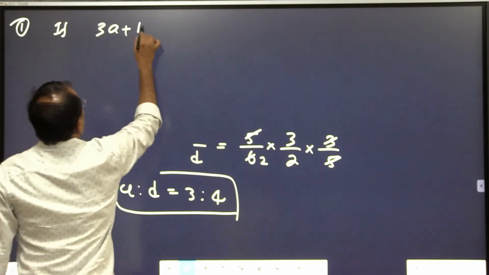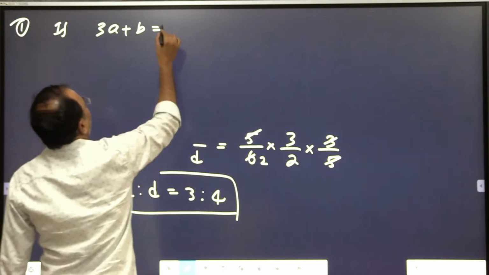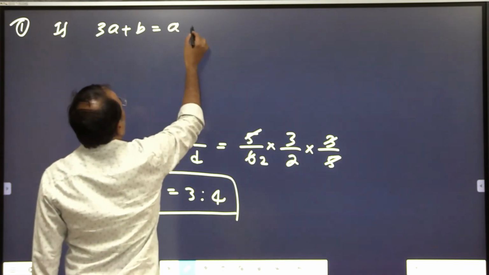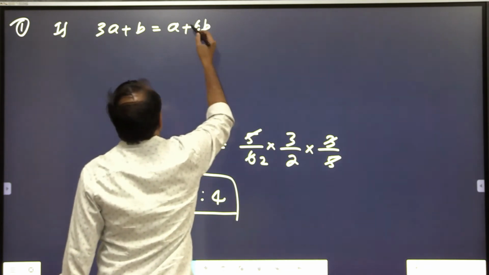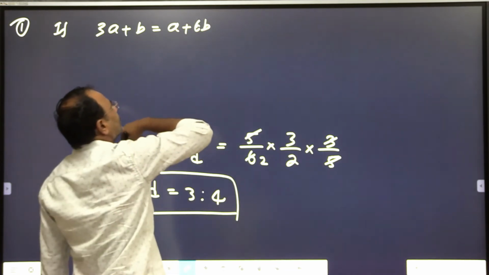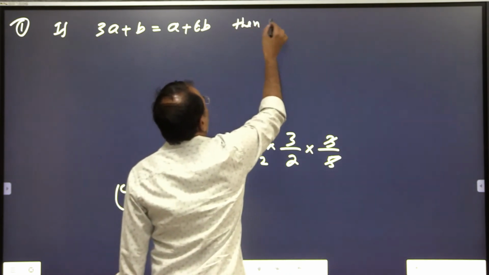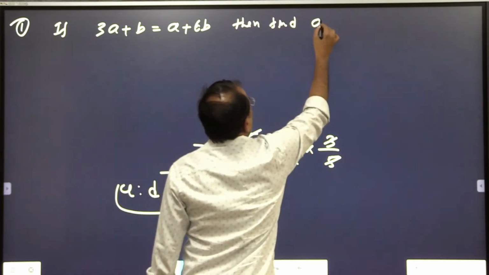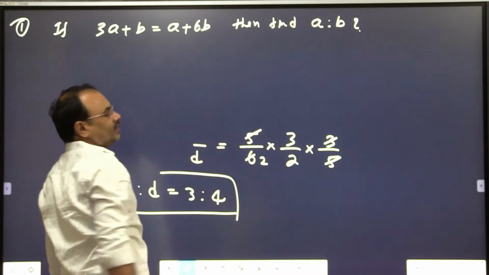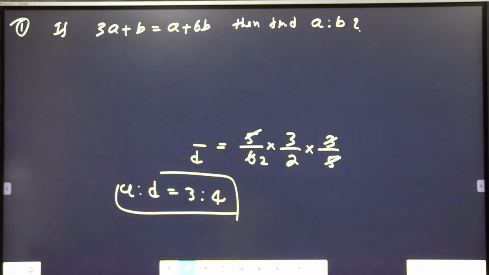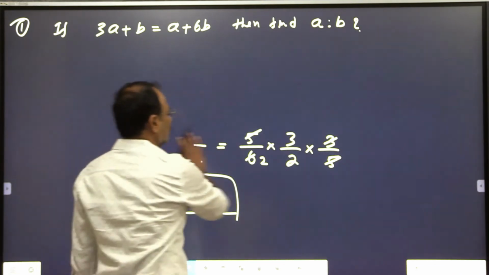Next one. If 3a plus b is equal to a plus 6b, then find a is to b. So this is the next question. If 3a plus b is equal to a plus 6b, then find a is to b. A is to b find out చేయమంటున్నాం.